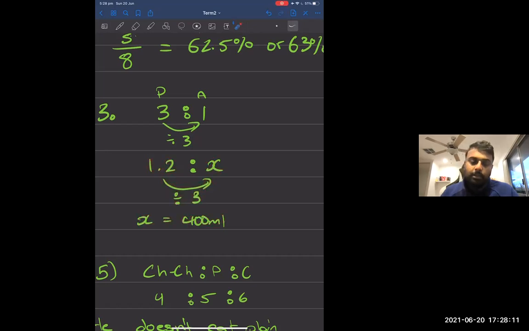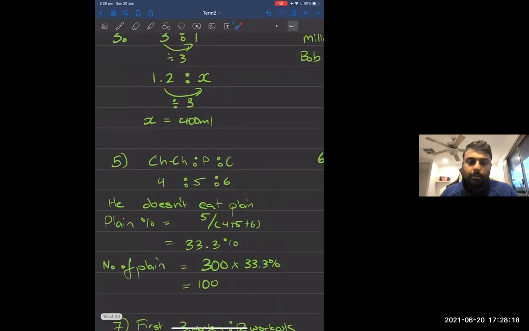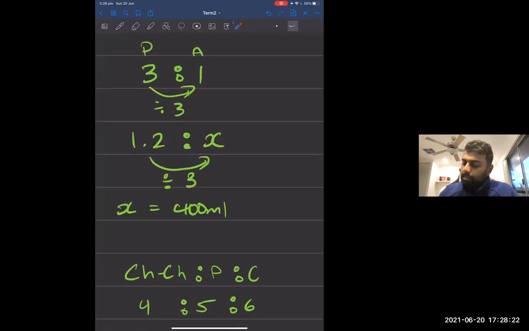Do you understand? Yeah. Got it? Perfect. Wait, how do you get 400 milliliters? Oh, 1.2 divided by 3 is 0.4 liters, and there's 1,000 milliliters in 1 liter. So you just multiply this by 1,000, and you'll get 400 milliliters. Okay, thank you. You're welcome.